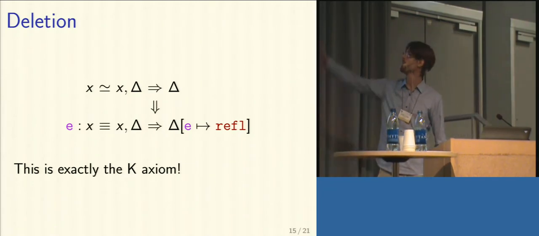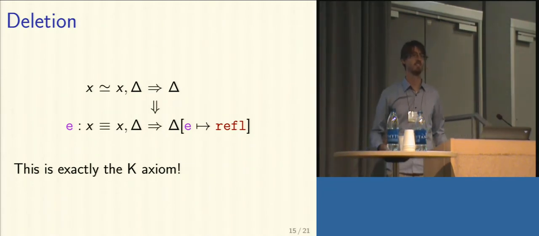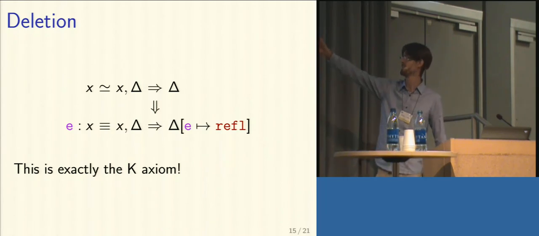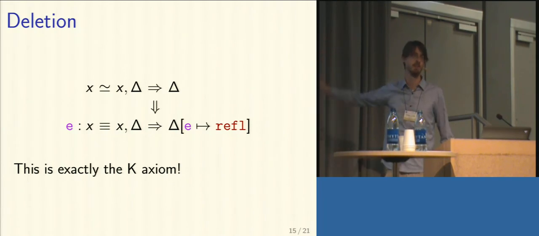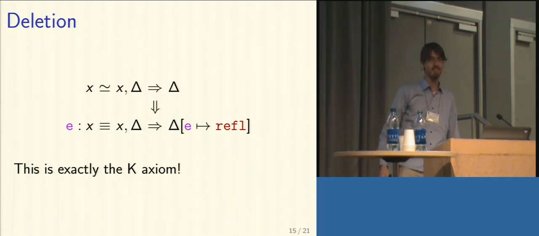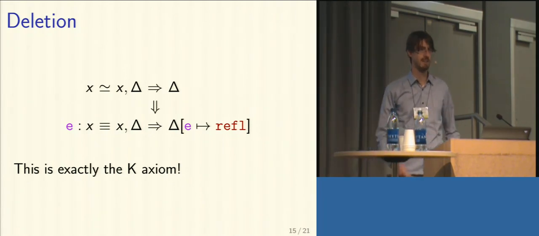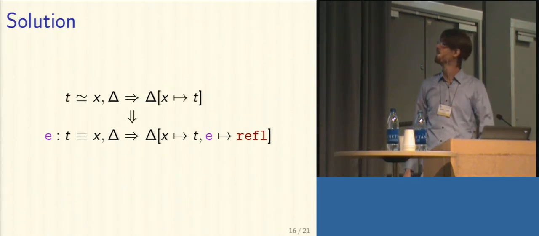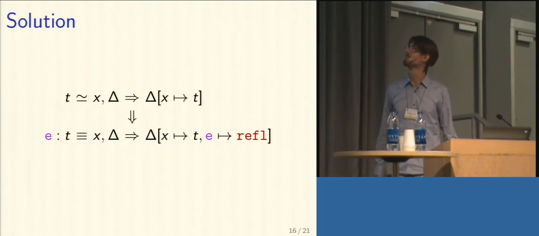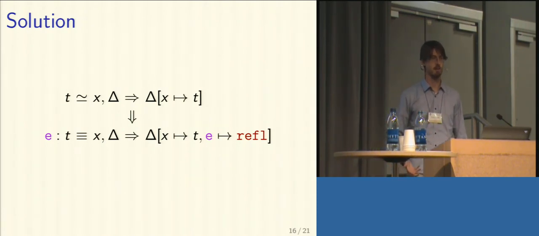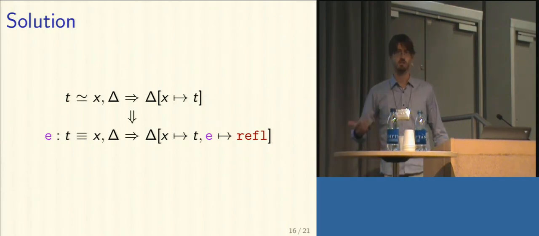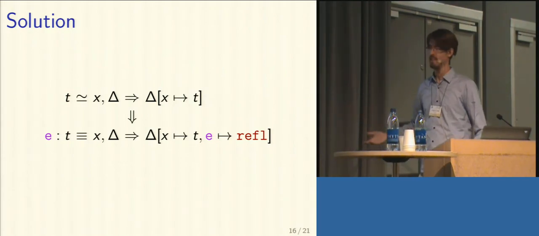So, for example, the innocent-looking deletion rule, suddenly, if we keep track of the equality proofs, becomes exactly the K axiom. So this shows very clearly why we cannot allow it. The second rule is the solution rule. In this case, it's actually equivalent with the standard eliminator for the homogeneous equality, so it's fine, we can allow it.